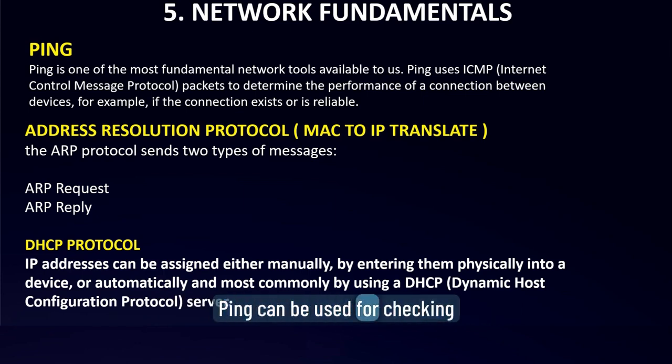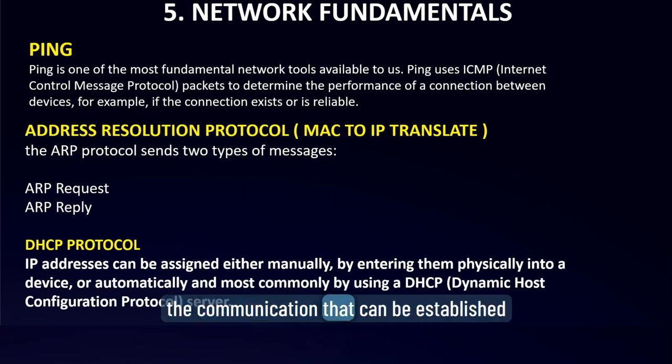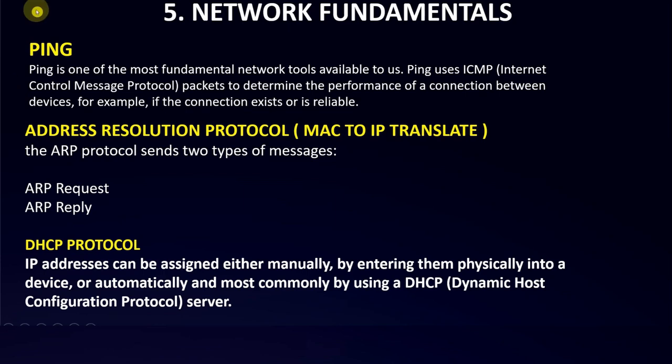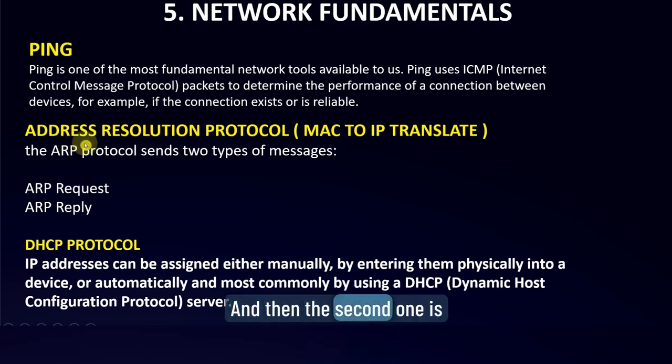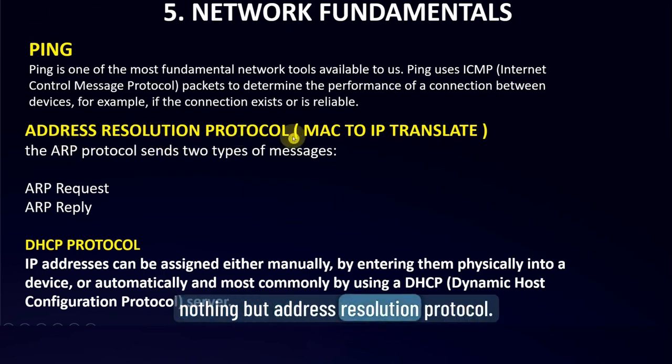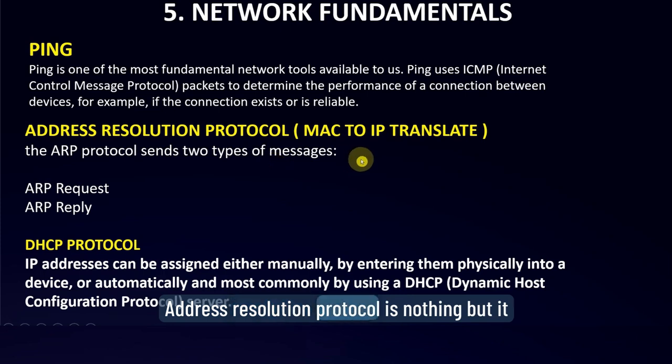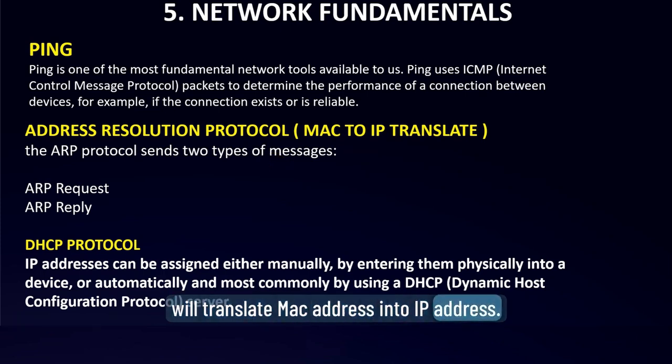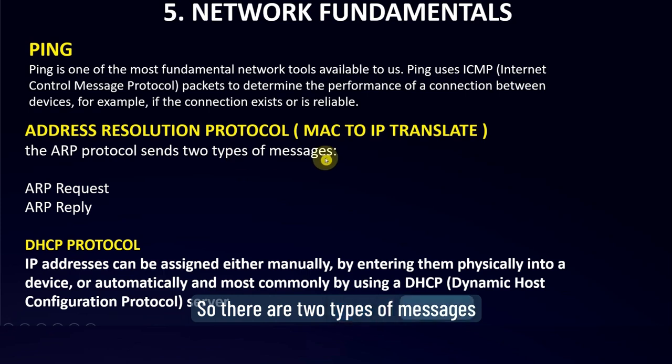Ping can be used for checking the communication that can be established between one network and another network. The second one is the Address Resolution Protocol. ARP translates MAC addresses and IP addresses. There are 2 types of messages in ARP: ARP request and ARP reply.